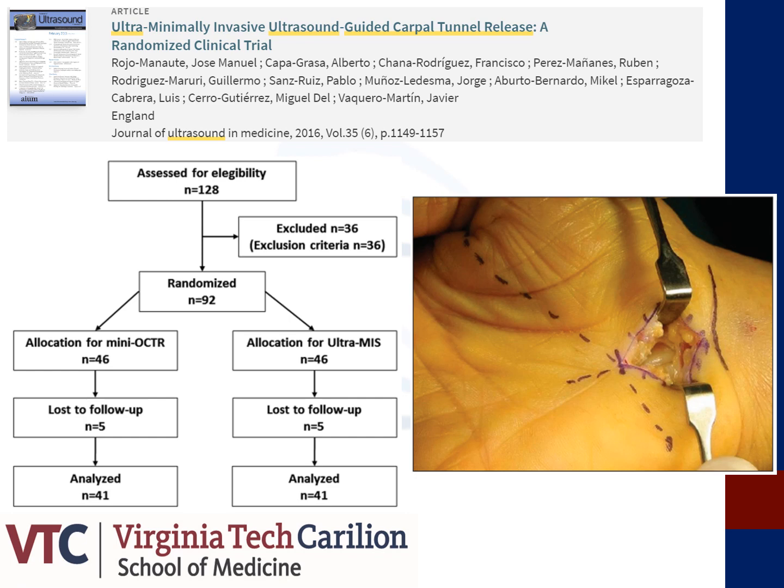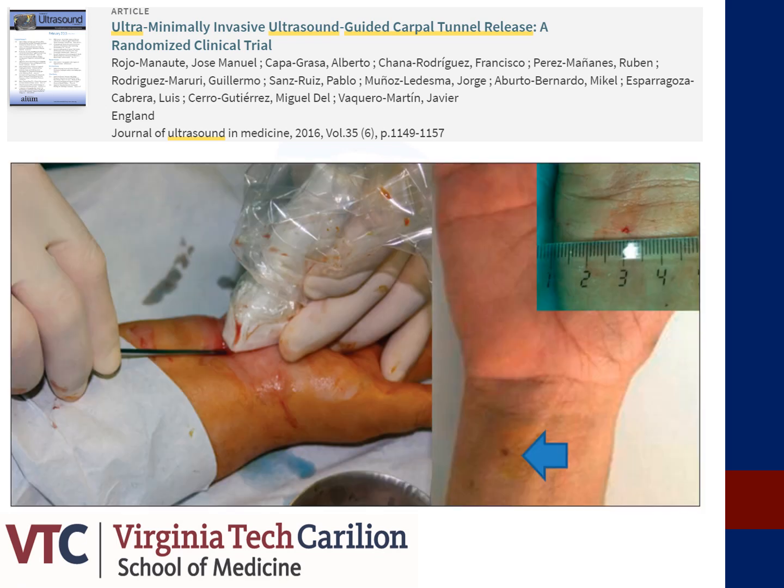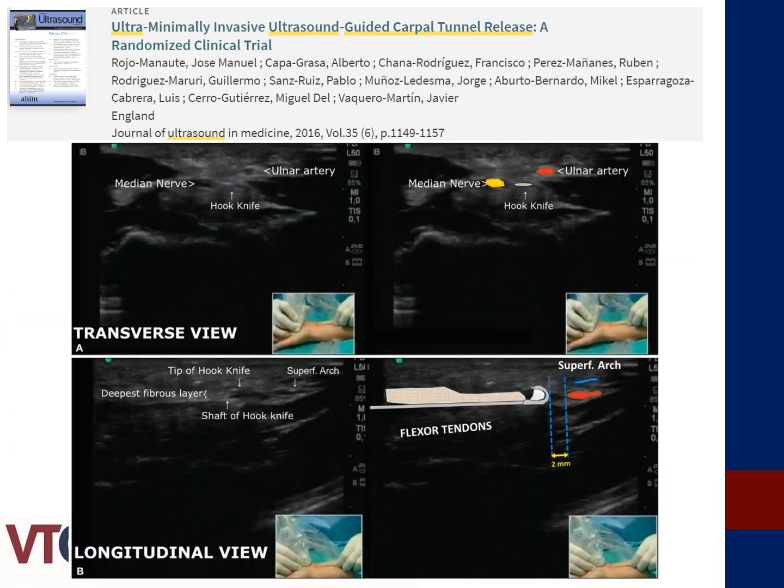Lastly, this study looked at the utilization of ultrasound for release of the carpal tunnel. And again, it compared a mini open carpal tunnel to the Ultra MIS, which was the utilization of the ultrasound for release. Here is an image of their technique. That dot highlighted by the blue arrow is their incision site for the ultrasound guided release. Here are 2 images looking at their release from both a transverse and a longitudinal perspective while highlighting the pertinent anatomy.